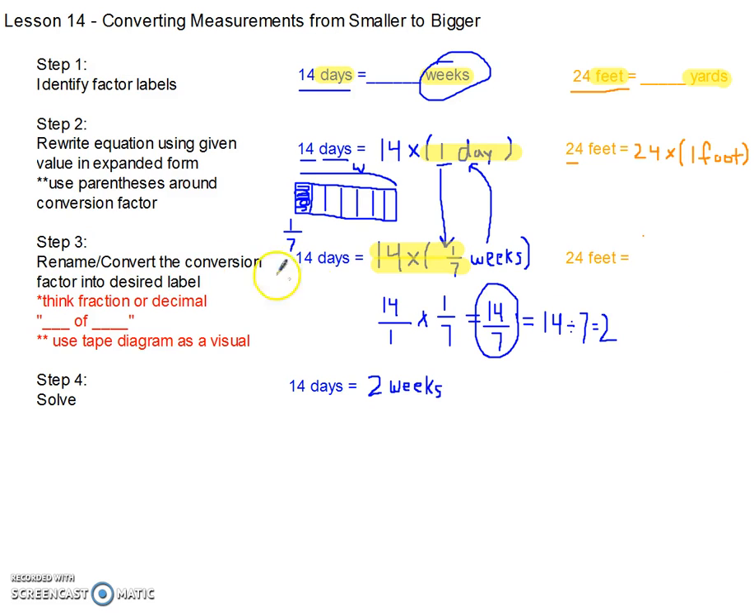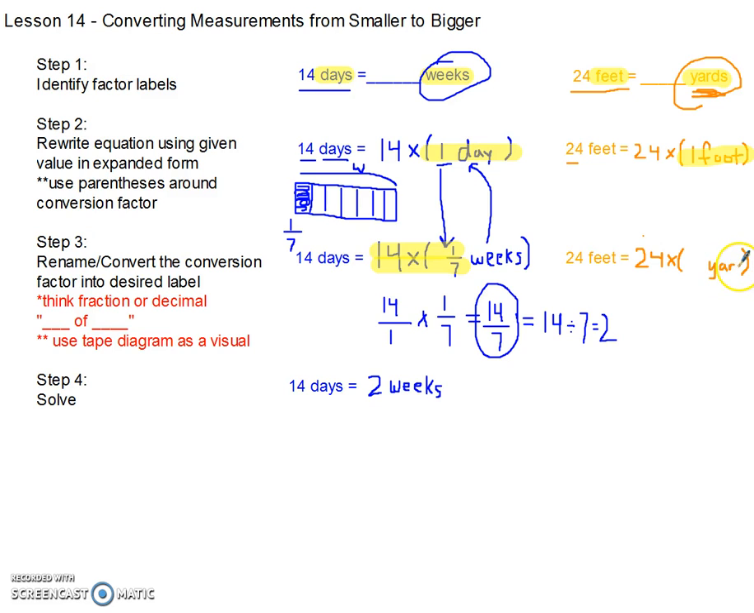Now step 3 is to rename or convert the conversion factor. And our conversion factor for this problem is 1 foot, so we're going to be renaming that into yards, which is our desired measurement. So we keep the 24 the same, and our multiplication here stays the same. Our conversion factor I'm going to keep in that parentheses just to say here's my conversion factor, and I am changing to yards. So I'm going to put my label in here.